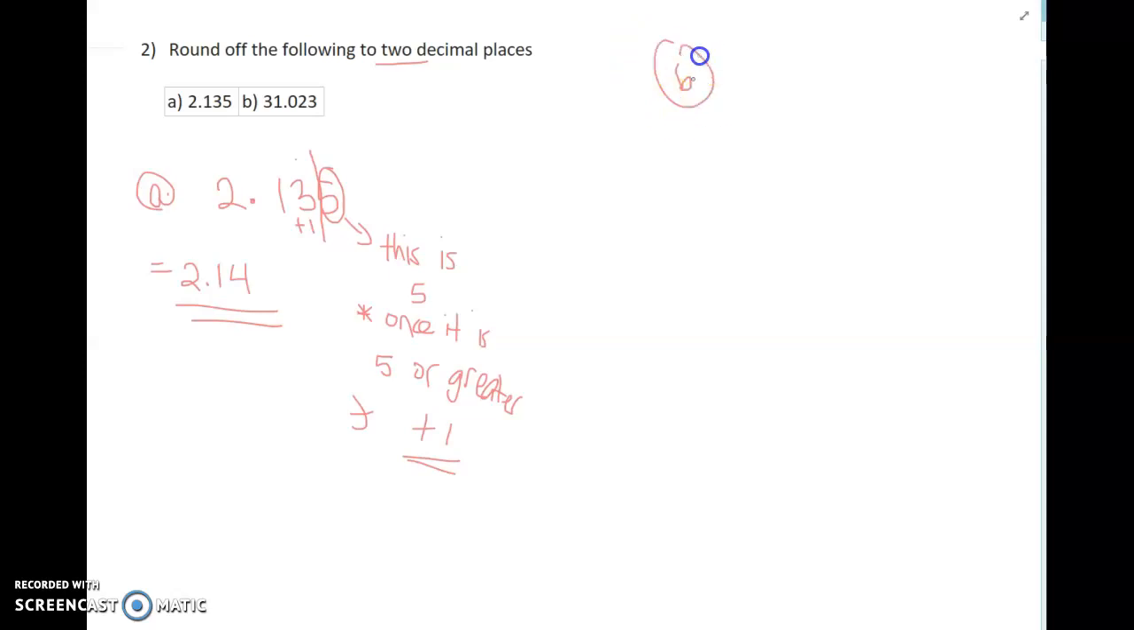And then B, 31.023. Right? Second decimal place, let's identify it. 0 is your first, 2 is your second. Draw your line. Now, this here is less than 5. So what that means, you're not adding anything at all to the number before. So you just get 31.02. We're leaving out all the other numbers after the line, right? And you see, very easy.